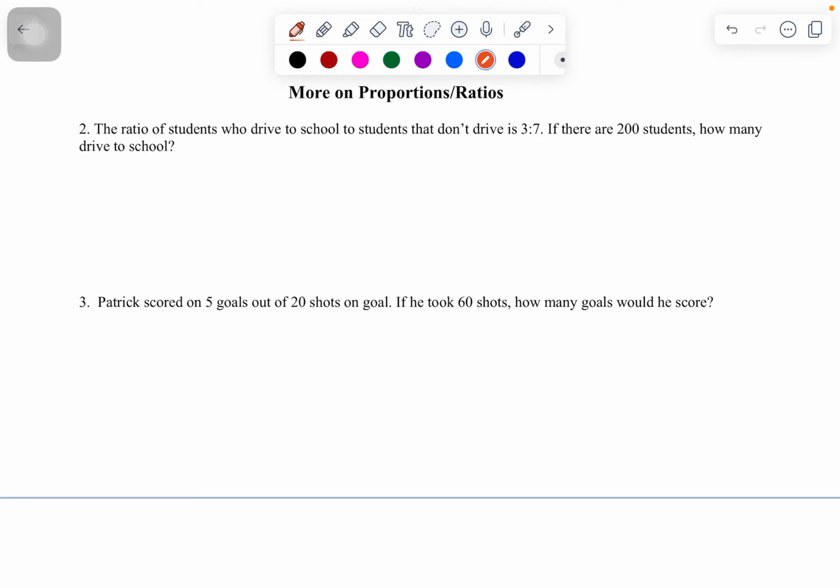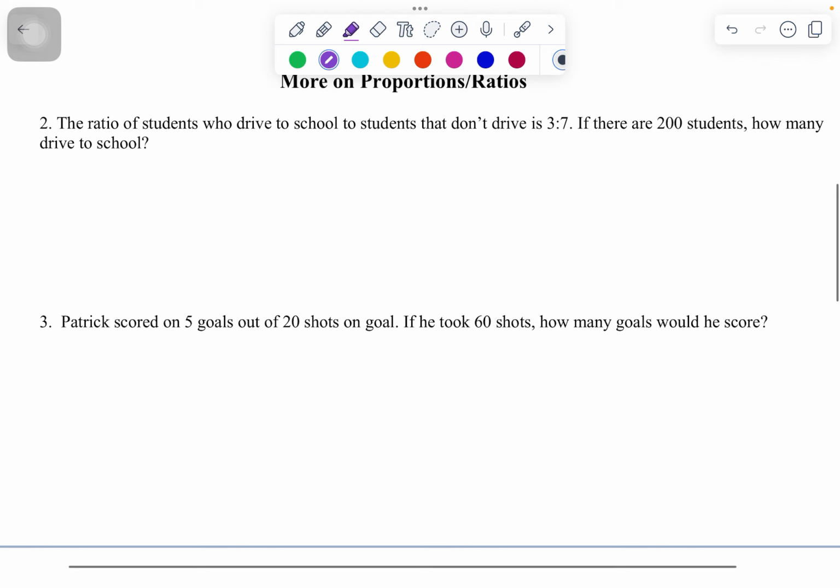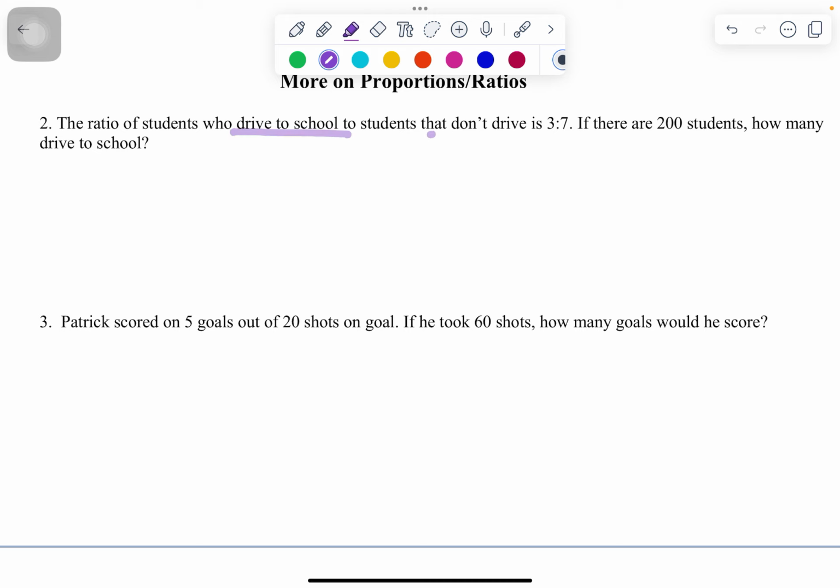All right, the second part of Notes 9 is some more proportion/ratio word problems. So as with any word problems, let's read it. I'm going to underline, highlight the fun stuff in there. All right, so number 2 here says the ratio of students who drive to school to students that don't drive is 3 to 7. And there are 200 students.